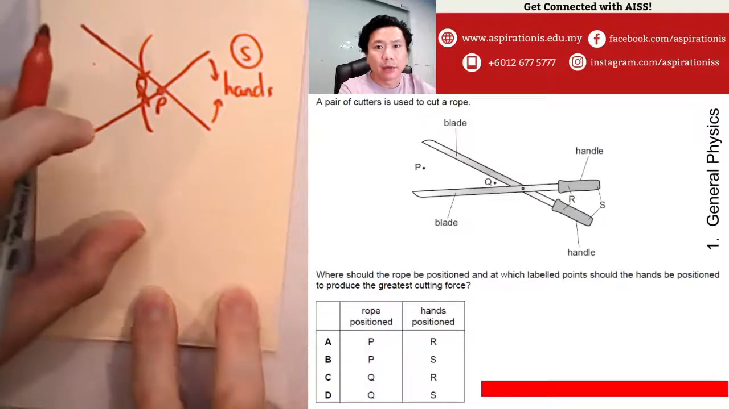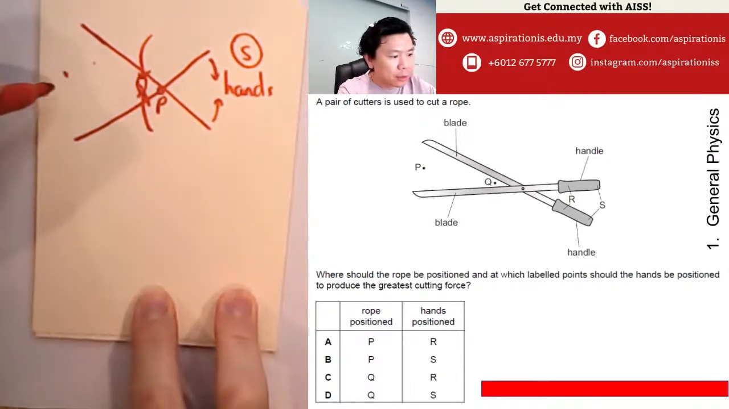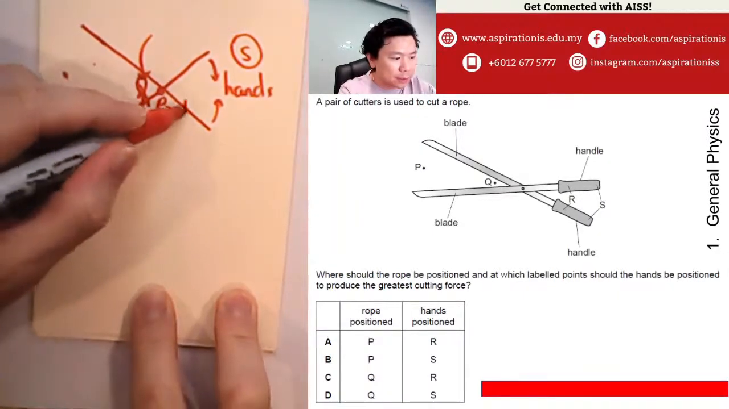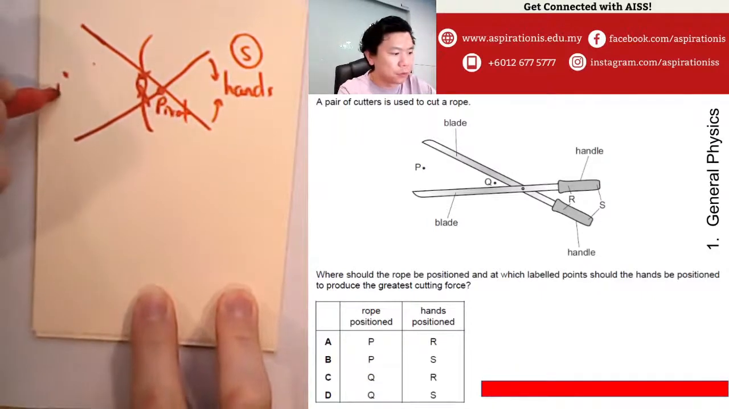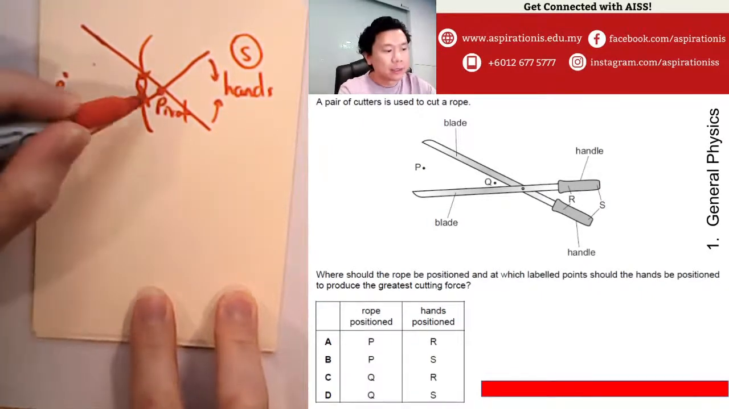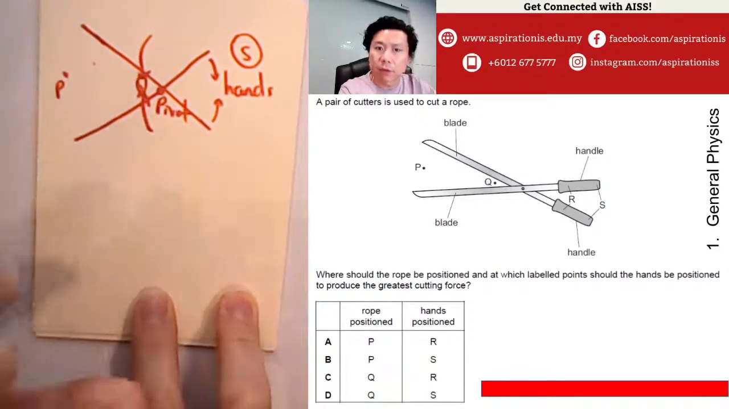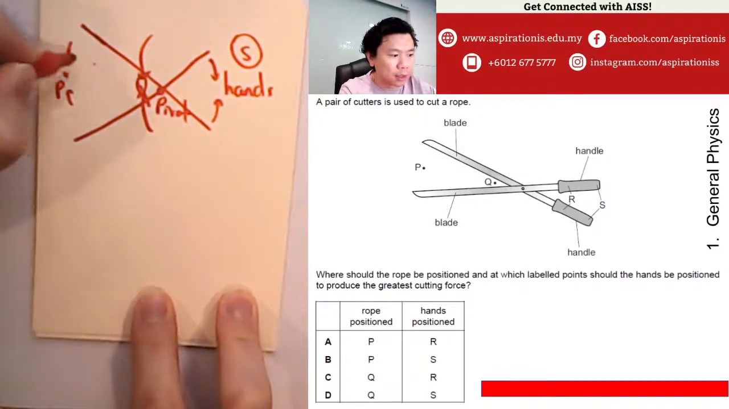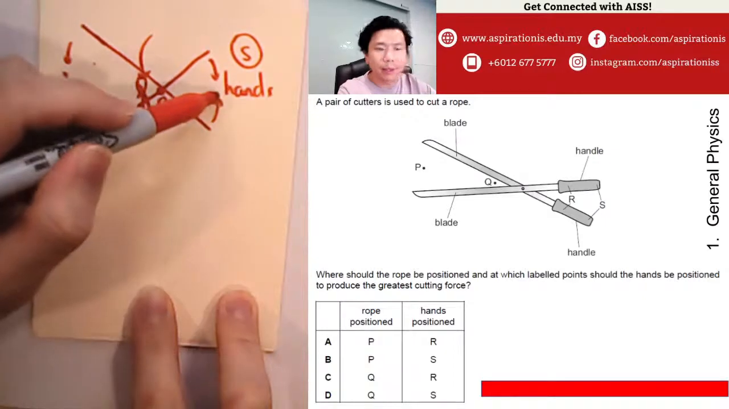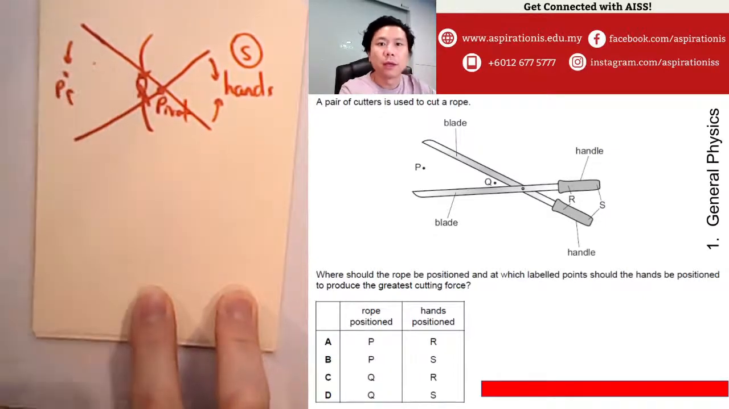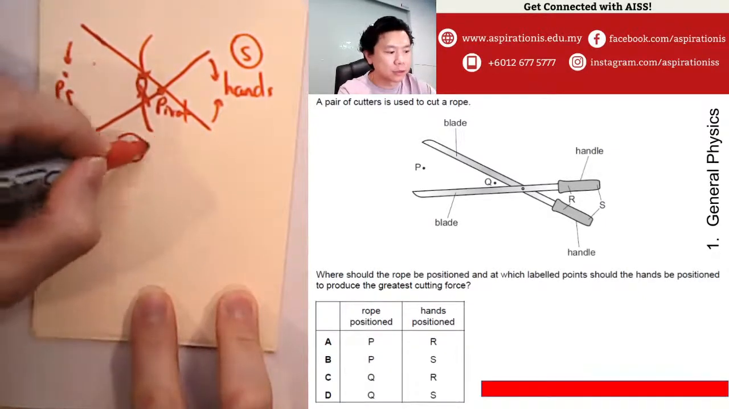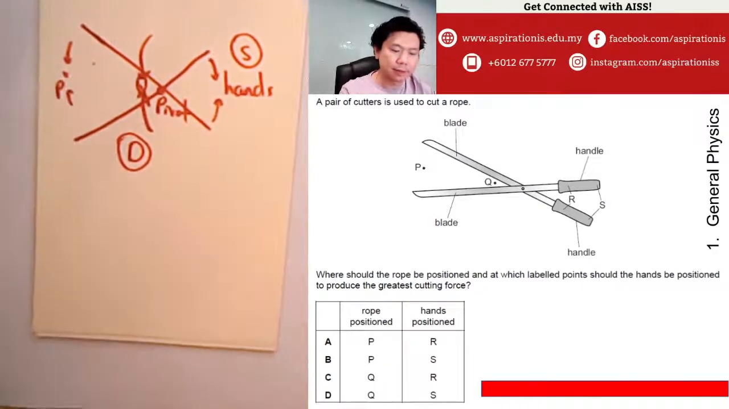Now, let me just label this as pivot so it's not confused. P is furthest away from the pivot. As you're further away from the pivot, your force becomes smaller. That is why you put your hands at S and the object at Q, and that's why the answer to this question is D.